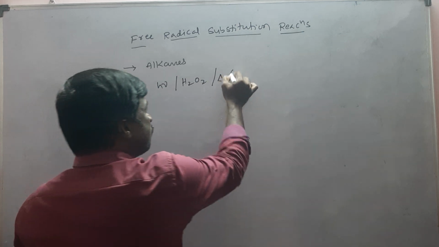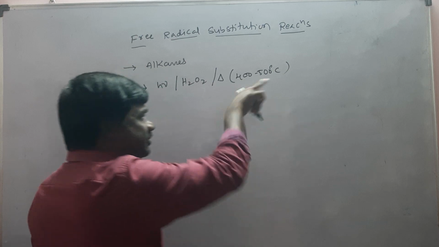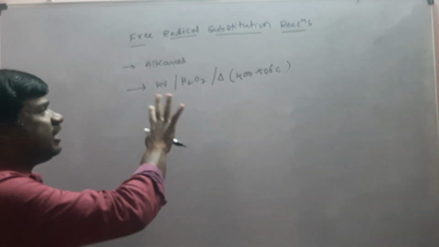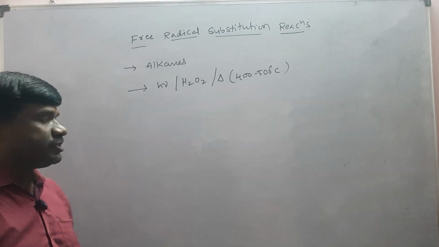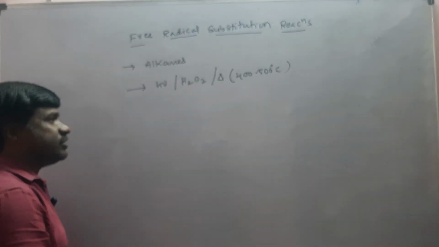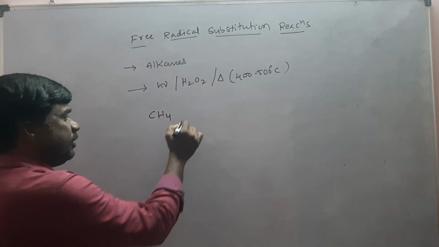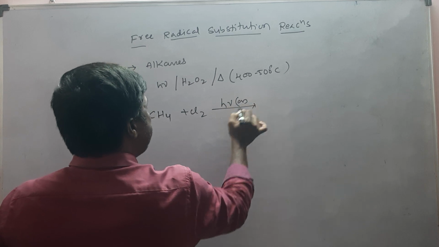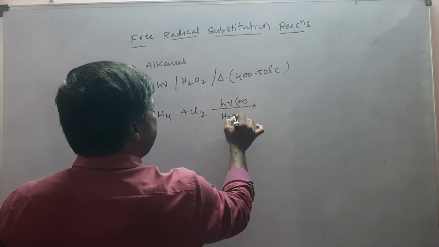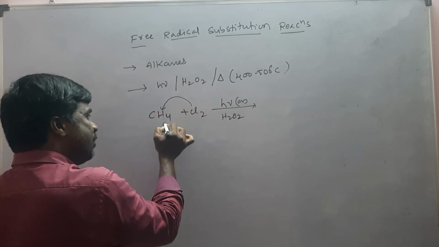Thermal means close to 400 to 500 degrees centigrade. At this temperature, alkanes always undergo free radical substitution reactions. For example, we will discuss methane. Methane reacts with chlorine in the presence of sunlight or peroxide medium, hydrogen peroxide or any peroxide. Here a hydrogen is replaced by chlorine.